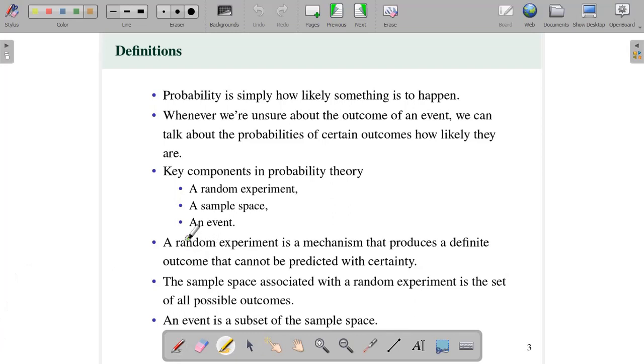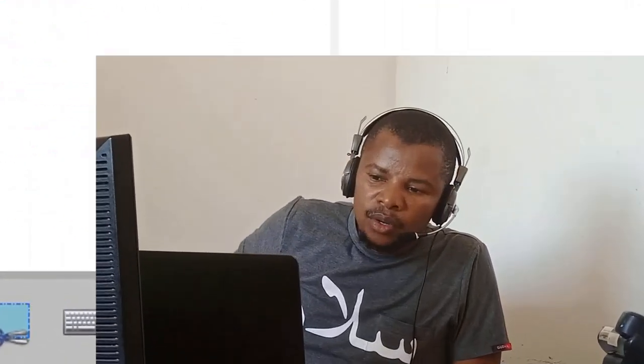Here, a random experiment, we say, is a mechanism that produces a definite outcome that cannot be predicted with certainty, while a sample space is associated with a random experiment, which is the set of all possible outcomes someone may encounter or that may occur during the probability experiment. An event is a subset of a sample space, and this is an event of interest. So far, we can say these are the three components which we need in probability computation.